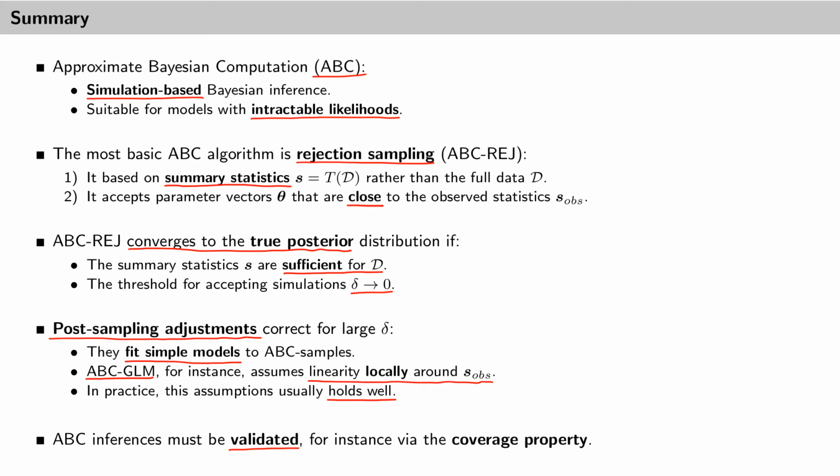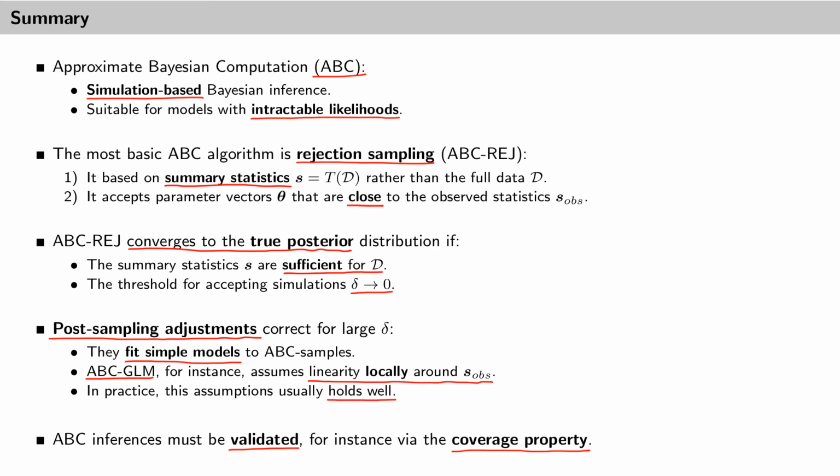This is because ABC methods make tough assumptions, such as that the chosen summary statistics are near sufficient for the data and that the threshold for accepting simulations delta is small enough. In case of post-sampling adjustments, additional assumptions come in. For instance, in the case of ABC-GLM, the assumption is that locally around S observed, the relationship between the parameters and statistics is well governed by a general linear model. An easy way to validate ABC methods is via the so-called coverage property.